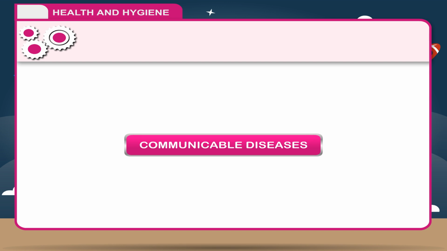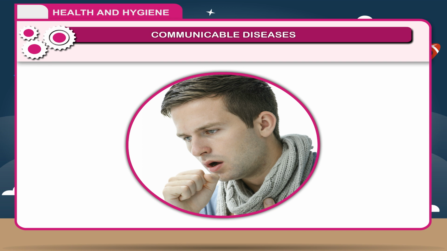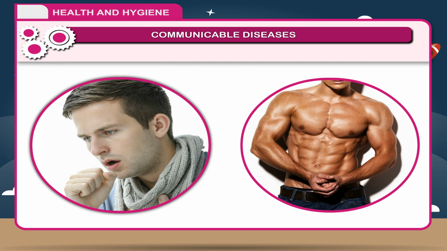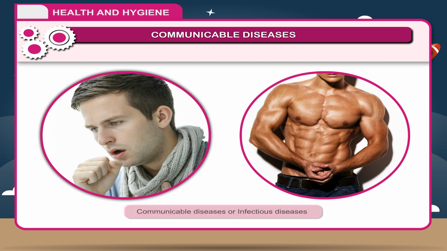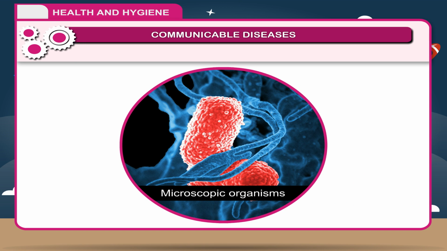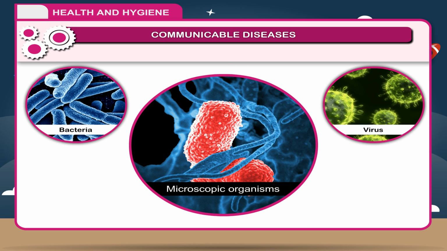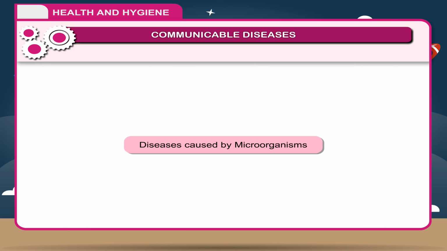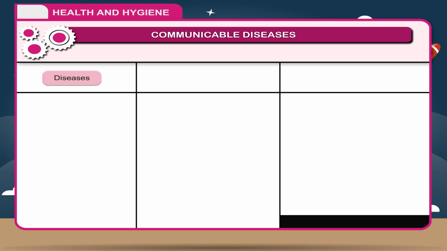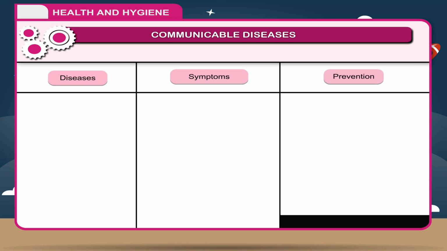Communicable diseases. The diseases that spread from one infected person to another healthy person are called communicable diseases or infectious diseases. Microscopic organisms, also called germs, cause the diseases. The microorganisms include bacteria, virus, fungi, and protozoa. The diseases caused by the microorganisms have been summarized in the table. Diseases caused by microorganisms: disease, symptom, prevention.